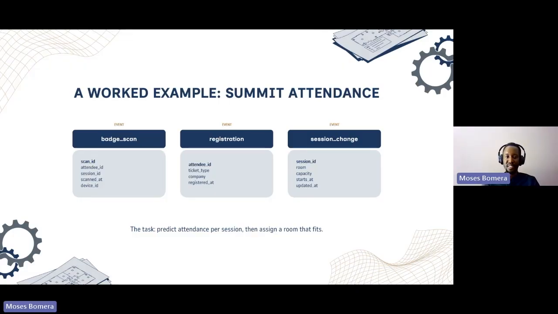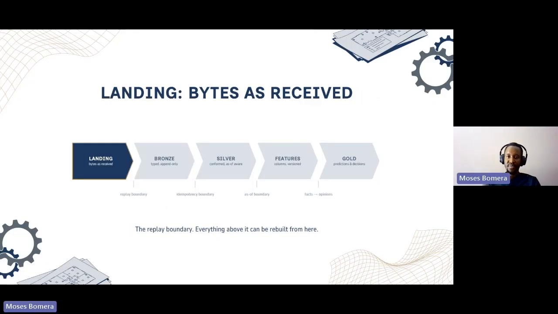So say we had planned for 40 people, but we predict that there will be more interest in a given session. So that room has to grow, or we need a bigger room. So the session's room has to be changed. And that's really what we're trying to predict. So we'll use this hypothetical example as we walk through the different layers of the lakehouse.